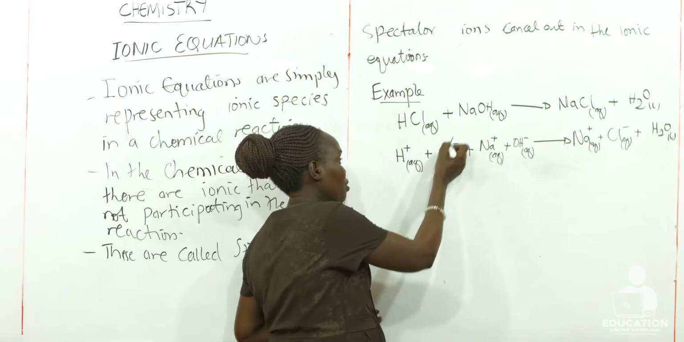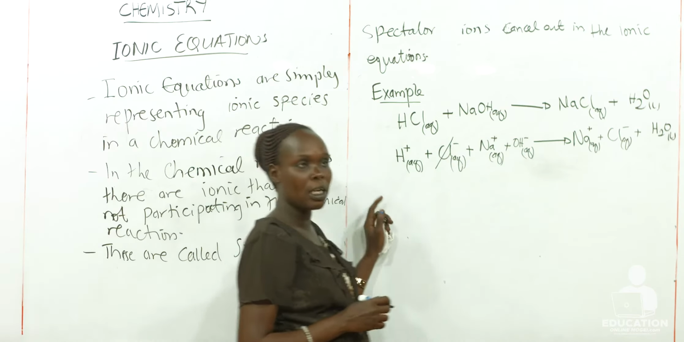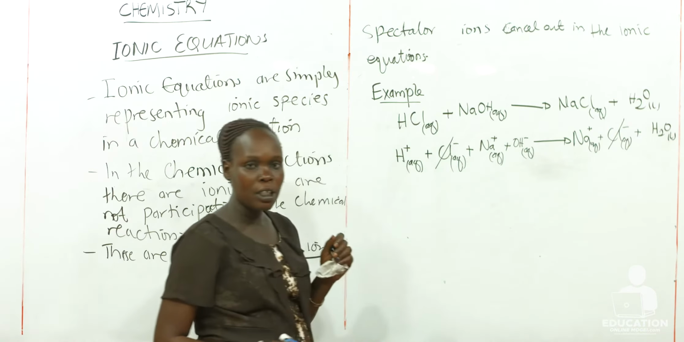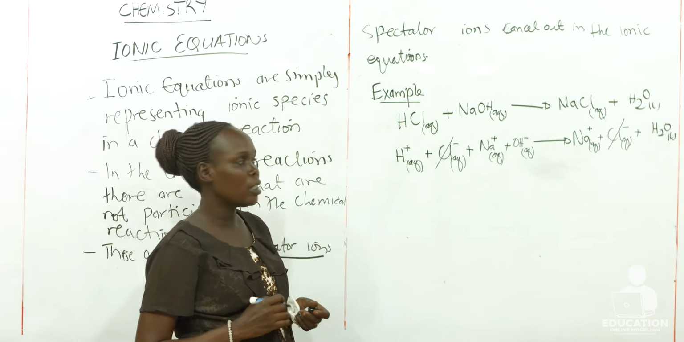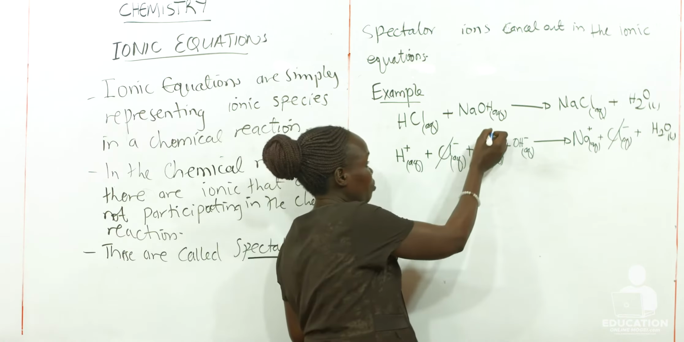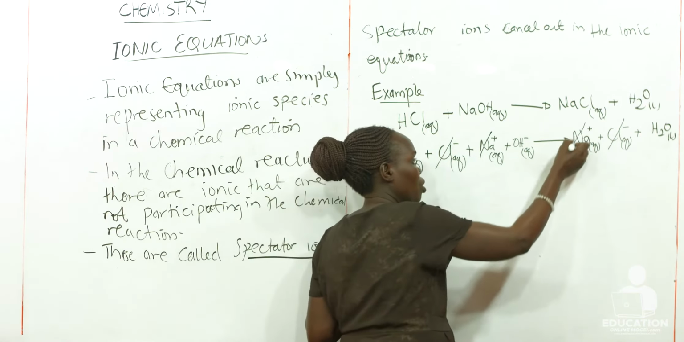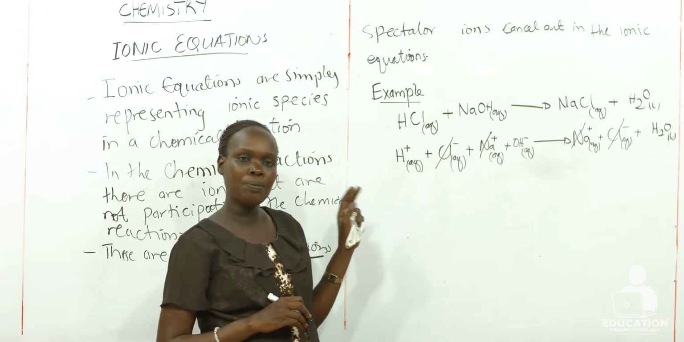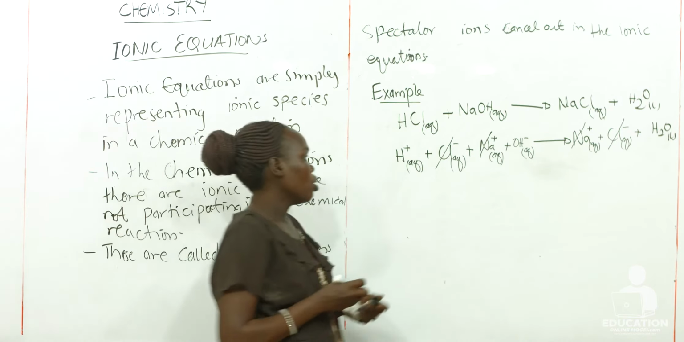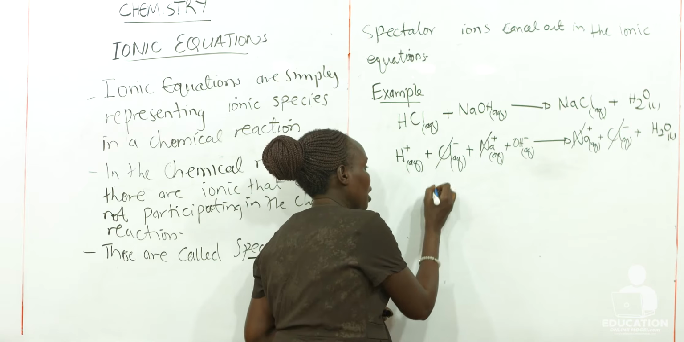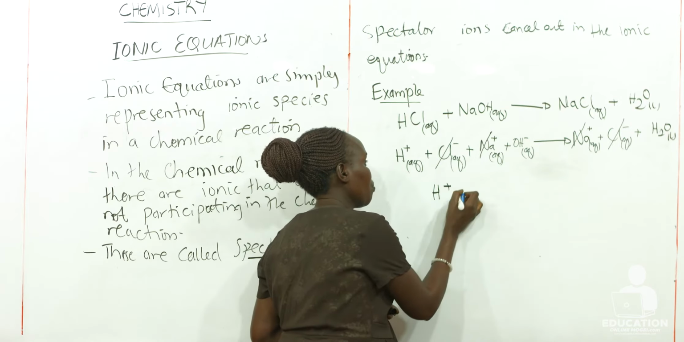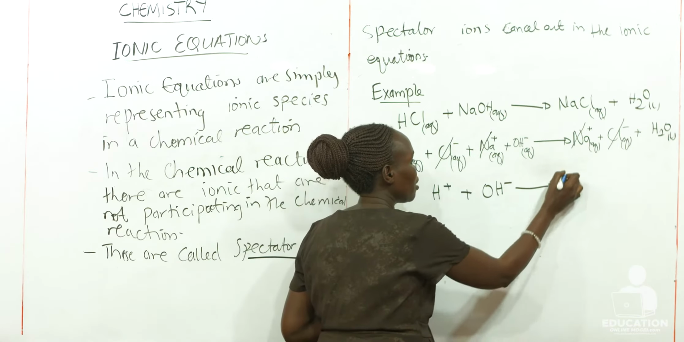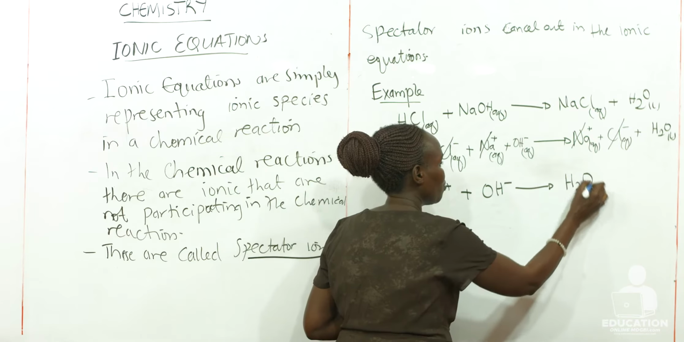So we cancel the chloride ion on this side of the reaction, and then on the other side of the reaction, again, we see which one is a spectator. The sodium ion is a spectator, and we also cancel it at the product side. So now this is known as the total ionic equation. So we come out with the hydrogen proton plus hydroxide ion, which will give us water molecules.